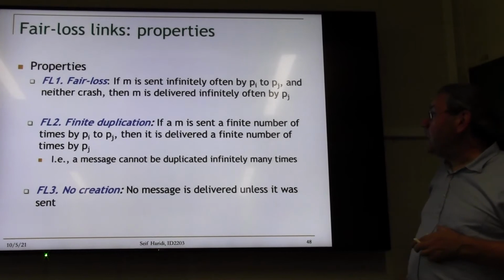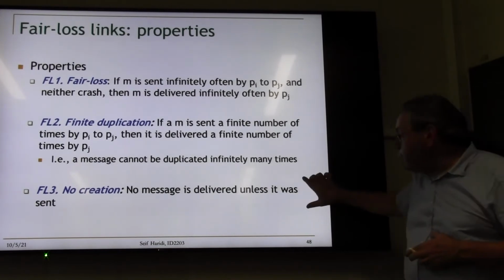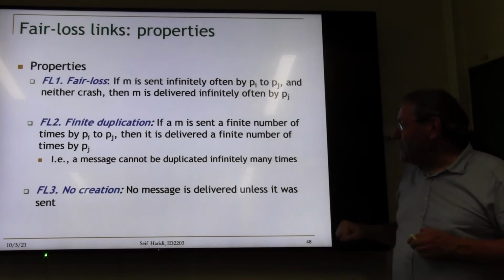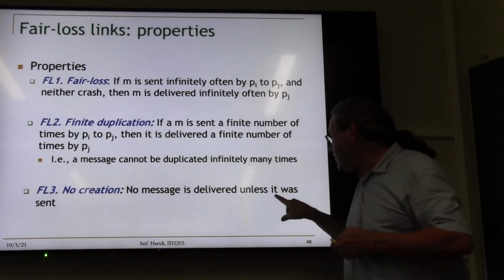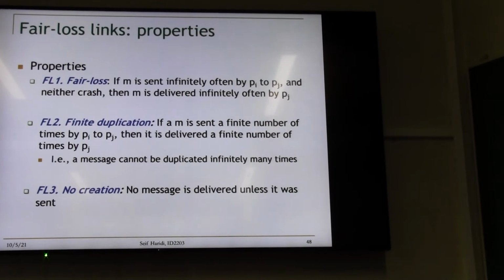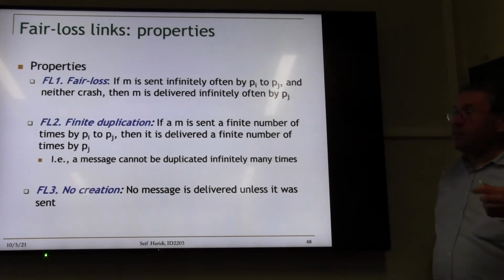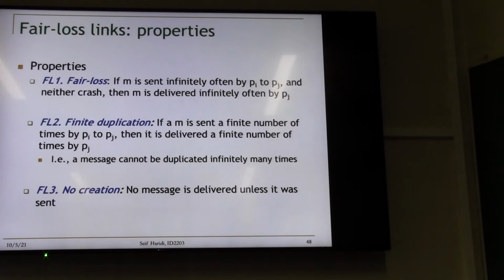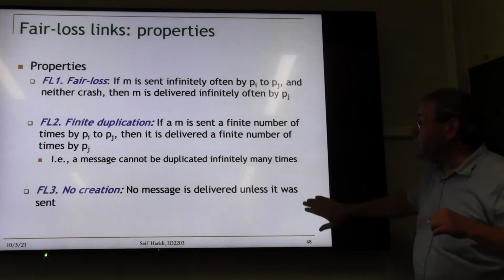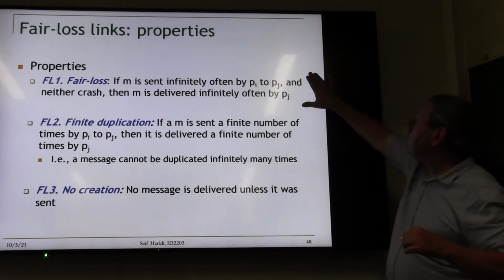Finite duplication. And then we need one more property, no creation. No message is delivered unless it was sent, which means the network is not allowed to invent messages. So if we have these three together, this is a very close specification of how real-world networks behave. This is fair loss links. These three properties, and each one of them is intuitive.